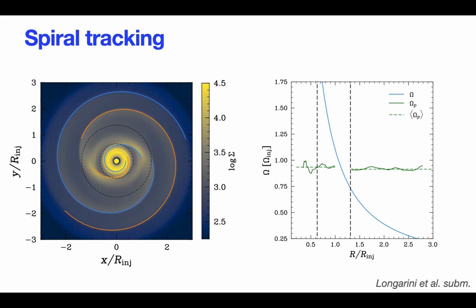So just to give you a bit more information: the injection radius, which in this case is 1 in code units, can also be called the co-rotation radius, because it's the radius at which the spiral is rotating at the same angular velocity as the background disk. And these two lines here are the inner and the outer Lindblad resonances, which are important quantities in galactic dynamics, which basically determine two regions in the disk where the spiral is resonant with the fluid.